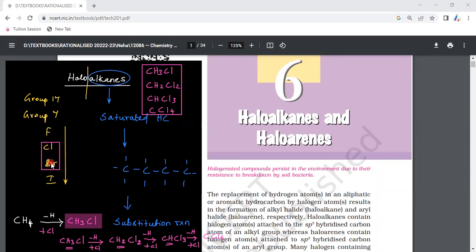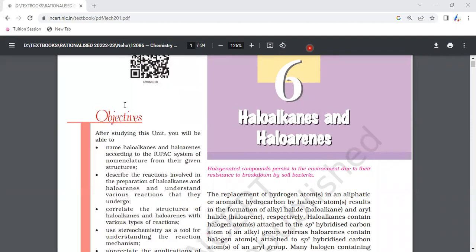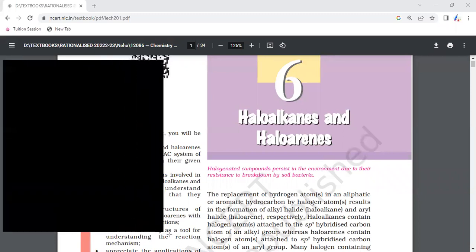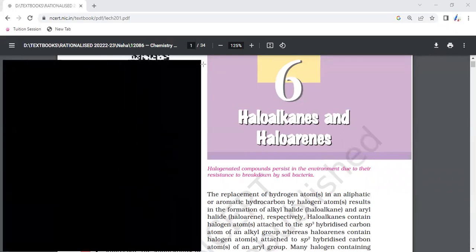What is haloalkane? Now, what is haloarene? So you must know, whenever you learn anything, you must know the meaning of the heading. Haloarene. So this is an aromatic halo compound.